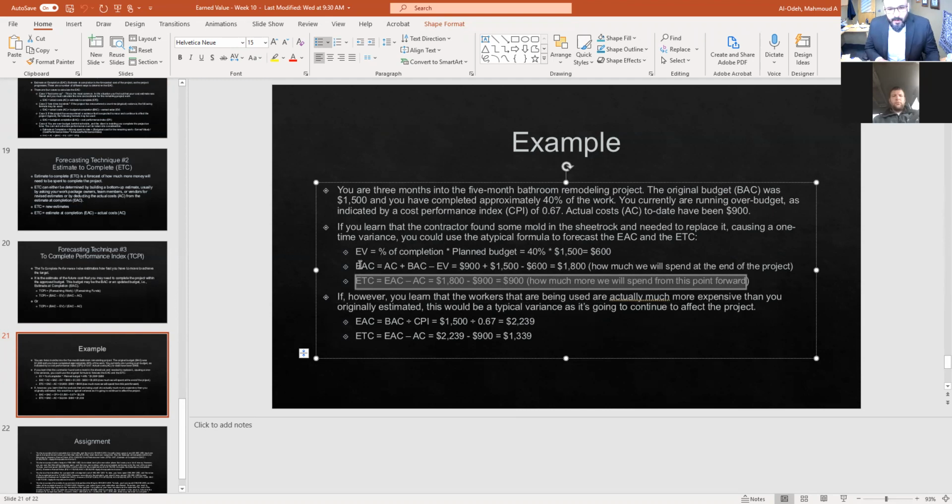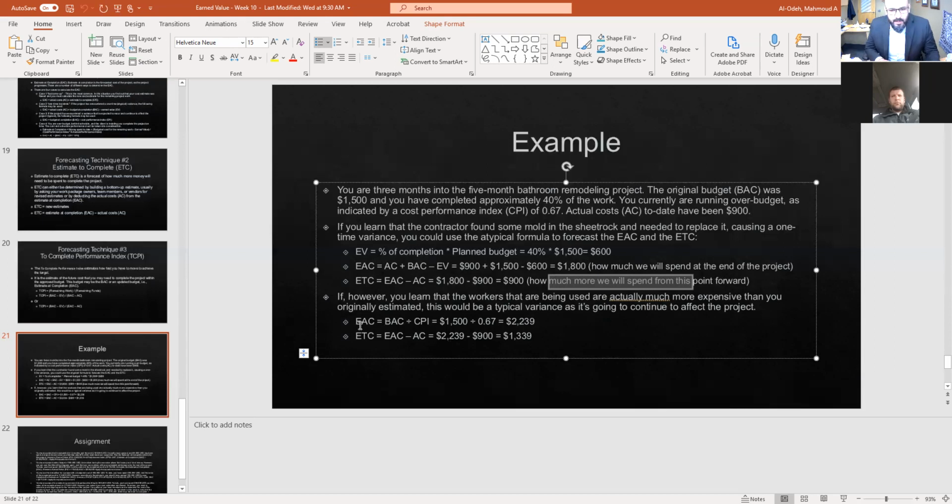For example, in this project, initially we have a budget of 1,500. However, we found out, no, this is not true. We need 1,800 to finish this project. Estimate to complete would be 900. We already know that 1,800 is the new budget, and we already spent $900. So the rest would be 900, which is how much we will spend from this point forward.